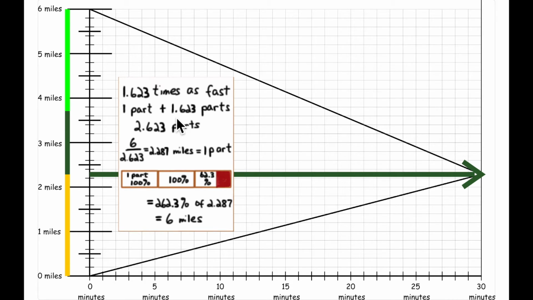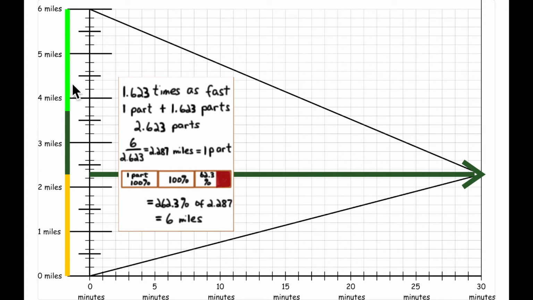A really odd time. So 1 623 thousandths times as fast. So you have to add that one part. Now you get an idea of what's going on. You always have to add that one part. That's rider number 2. And so now you have 2 623 thousandths parts. So what's one distance? What's one part equal to? That's rider number 2. That's 6 divided by 2 623 thousandths. So it's 2 287 thousandths miles. That's one part. That's rider number 2.